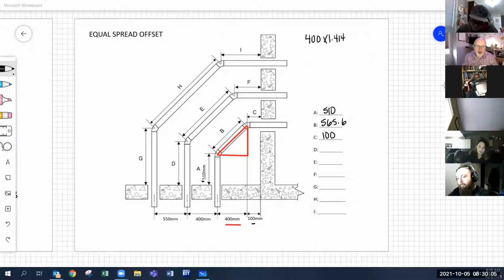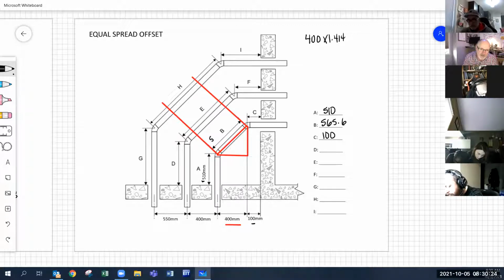And now I could take that measurement and then I'm going to extend my lines through my offset, straight lines. And I'll write my number in there. So that's going to be 565.6, 565.6, 565.6.